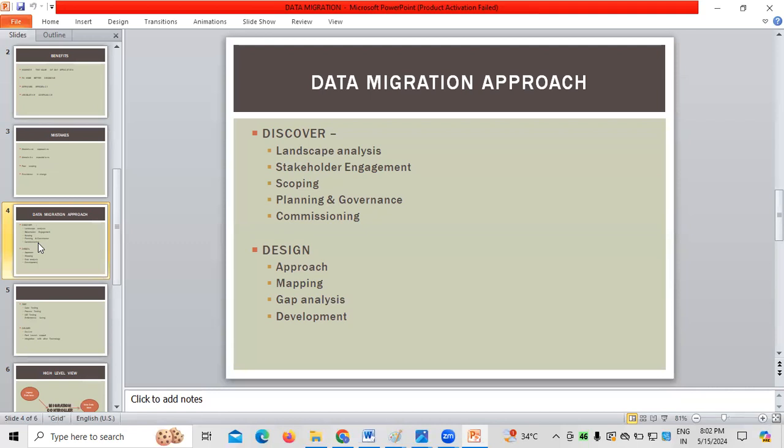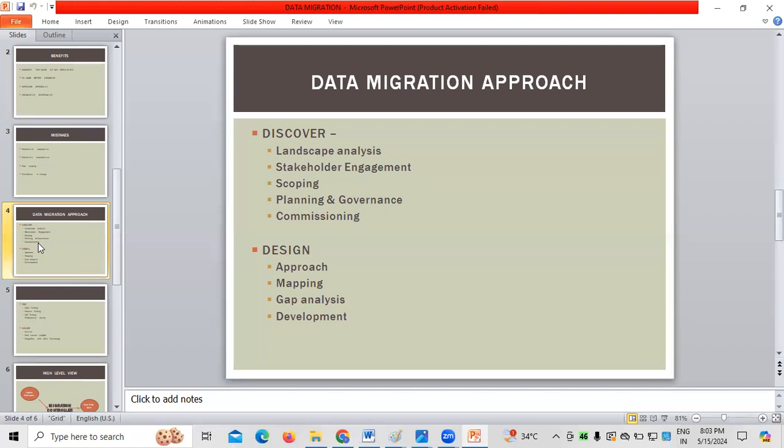Once the landscape analysis is done, next is stakeholder engagement, which means you have to make stakeholders engage in this process. That's what we call stakeholder engagement. So stakeholder engagement means you need to identify some people. When it comes to stakeholder engagement, there is generally a process which we call the power and interest grid. Because if you want to engage stakeholders, first you need to identify them.